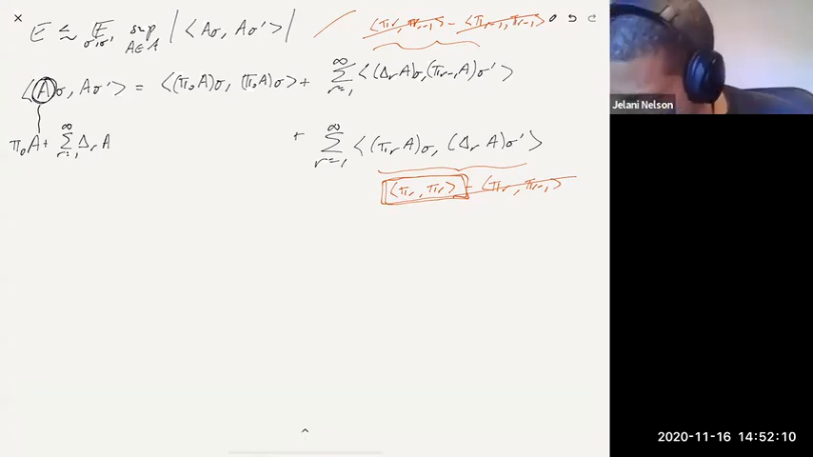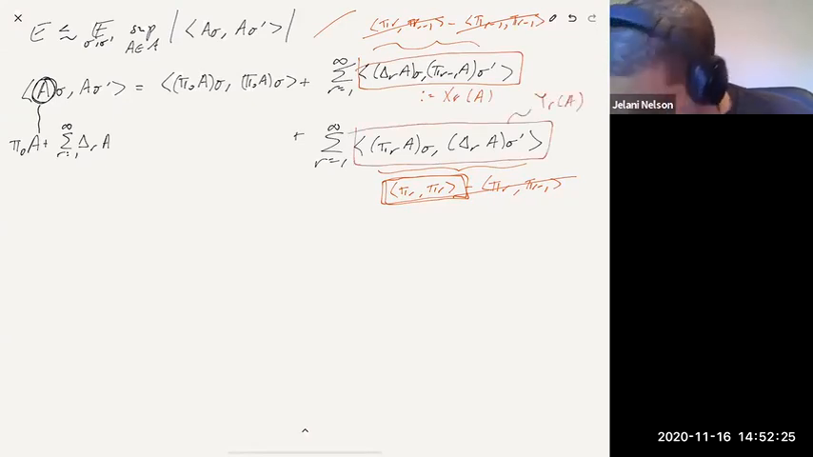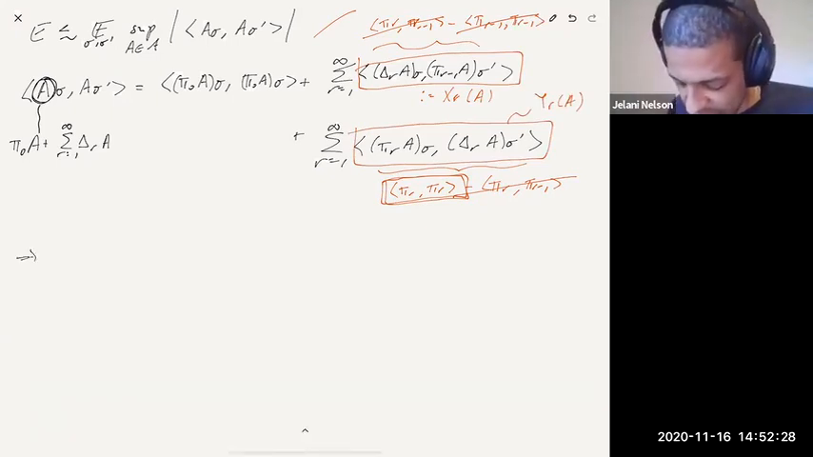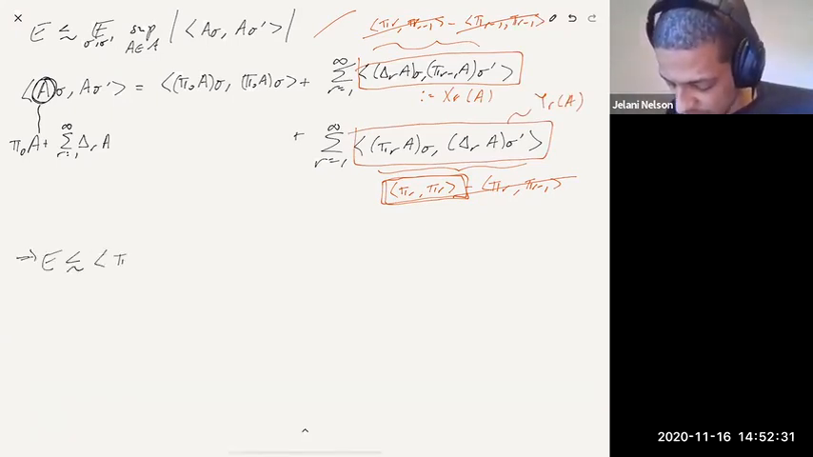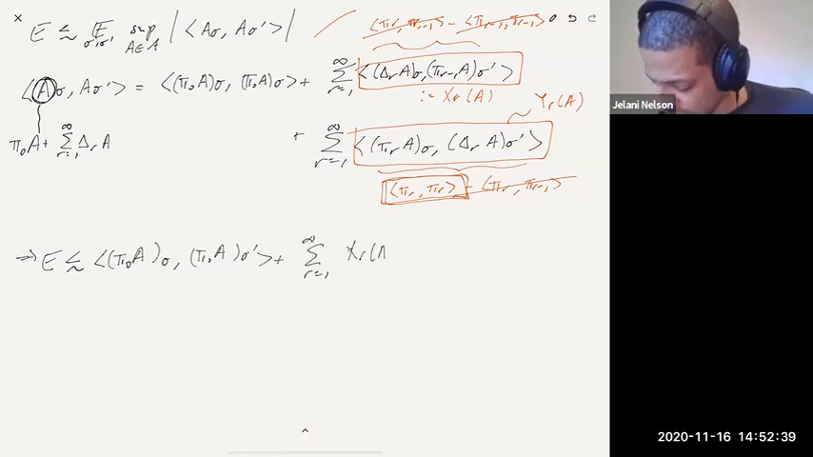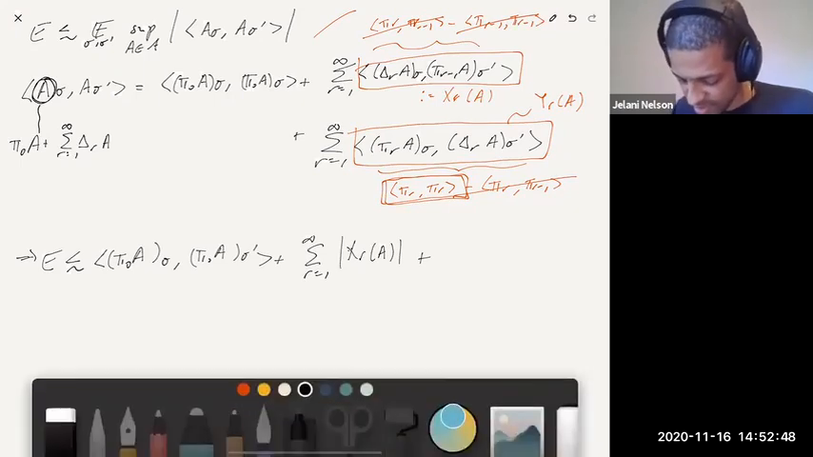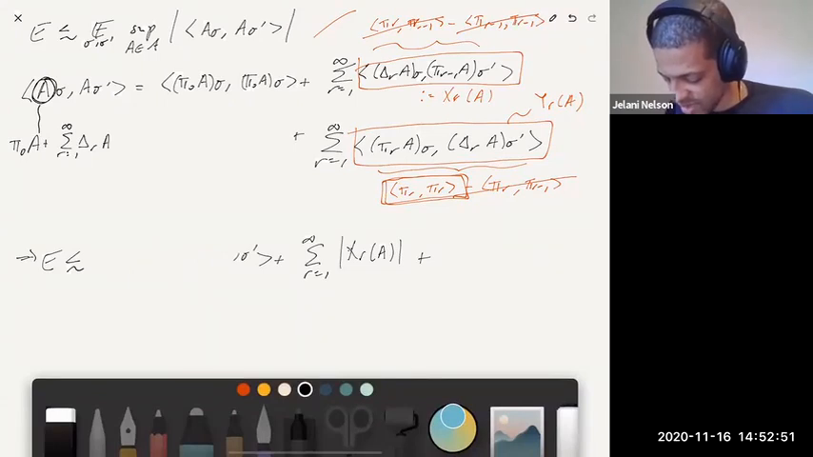Okay. And now let me make some definitions. I'm going to call this X_ra. And this I'm going to call Y_ra. So this implies that E is at most pi_0 a(sigma) dot pi_0 a(sigma prime), plus the sum r goes from 1 to infinity of X_ra. There should be a sup, sorry. So there should be sups. Let me erase all this. Sorry. Let's put the sups back.